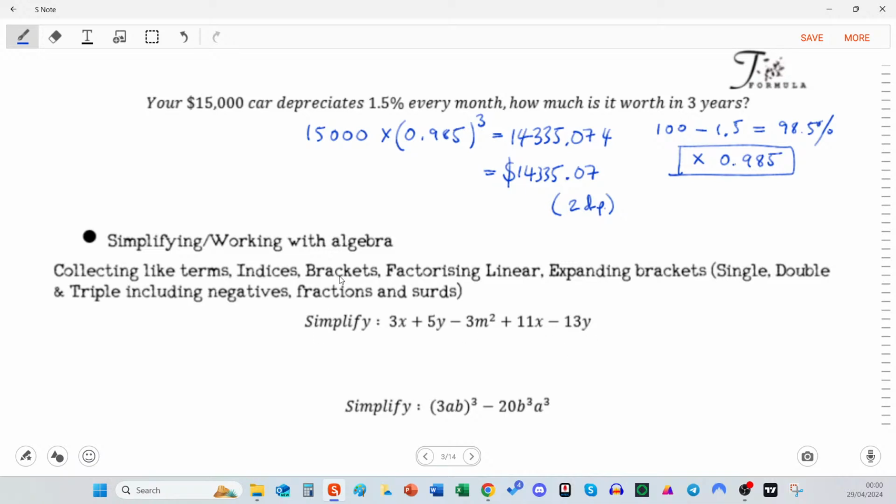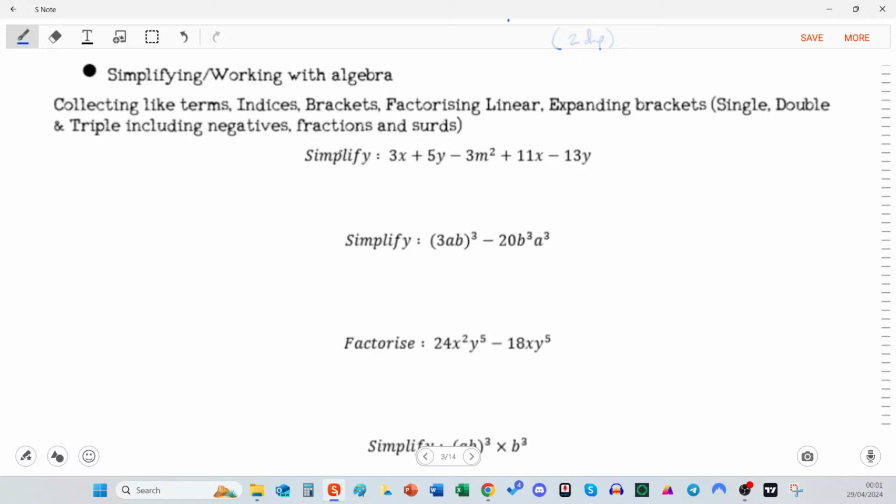All right, simplifying and working with algebra. Let's collect like terms. You would do whatever you can. I used to love making up different symbols for this. So, underline the x's. We've got some y's. That's a squiggly line, by the way, not a W. And we're going to collect them together if they're in the same family.